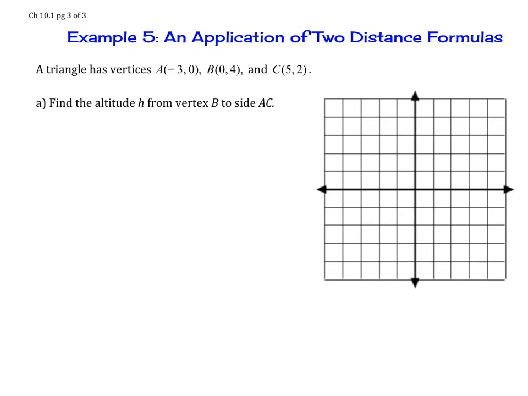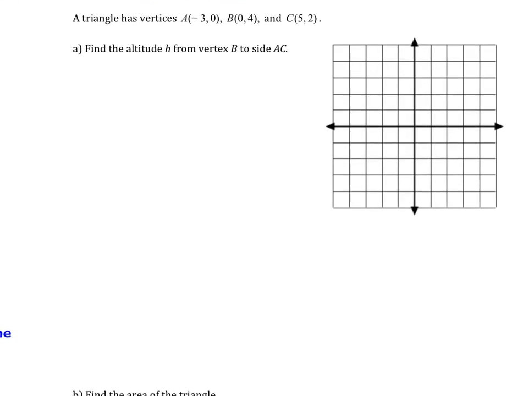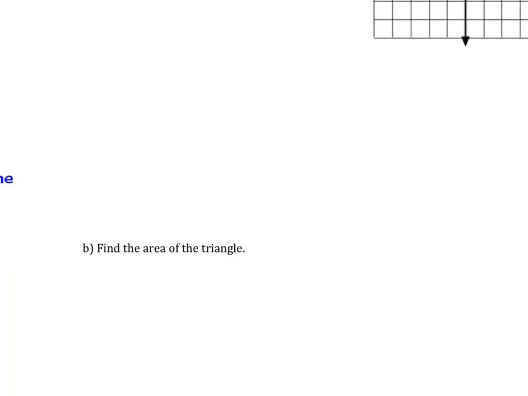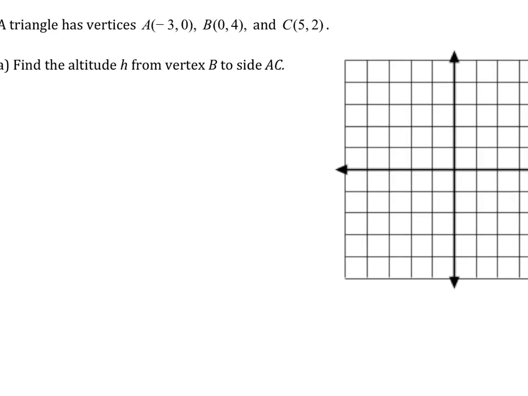We're going to look at an application of two distance formulas. So a triangle has vertices A(-3, 0), B(0, 4), and C(5, 2). First, we need to graph these points, because we need to find the altitude h from vertex B to side AC, and then we're going to find the area of the triangle.